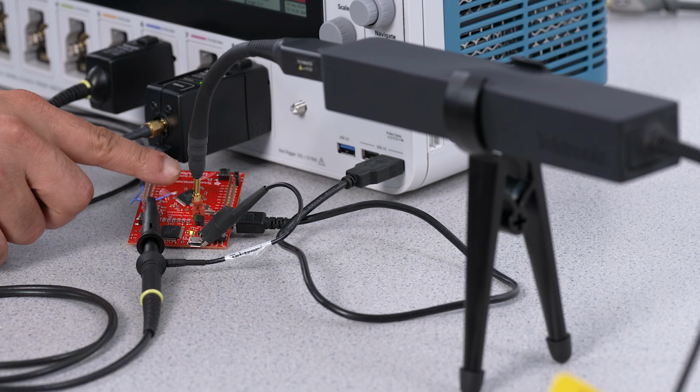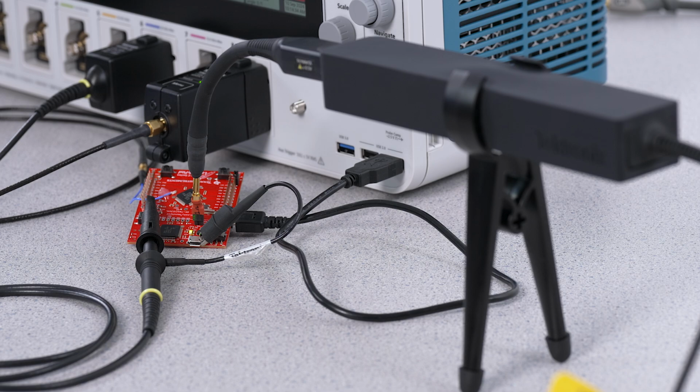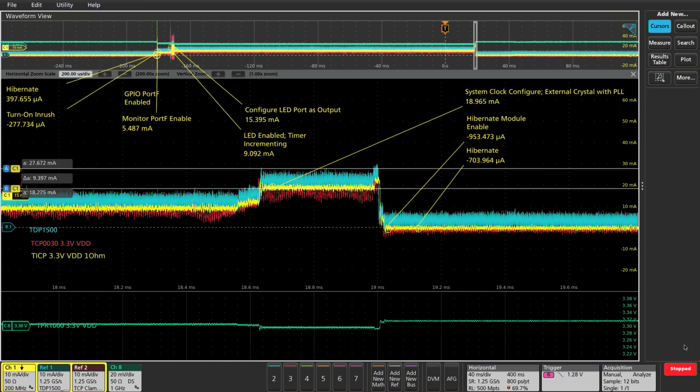I'll connect the current probe to a shunt on the 3.3 volt processor power rail. I can reset the processor and see the dynamic current draw as the processor wakes up, accesses I/O and memory, and goes back into hibernation. The bandwidth and sensitivity of the TICP lets you see exactly what the processor is drawing.